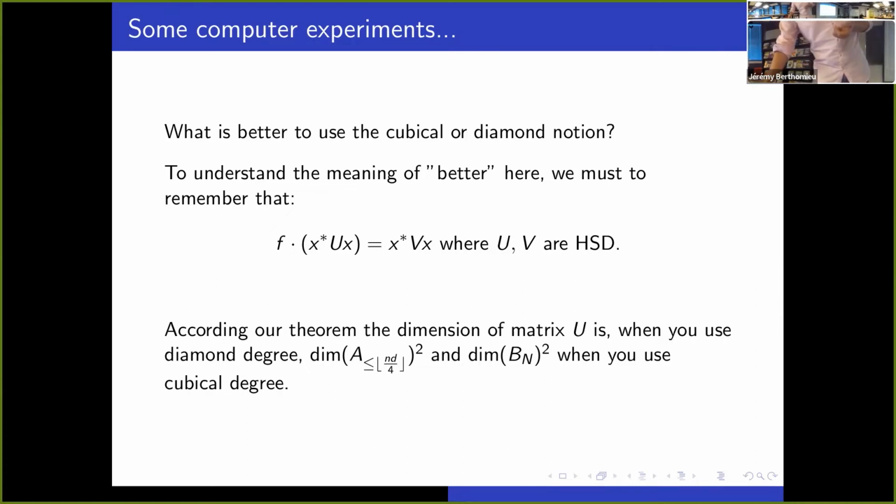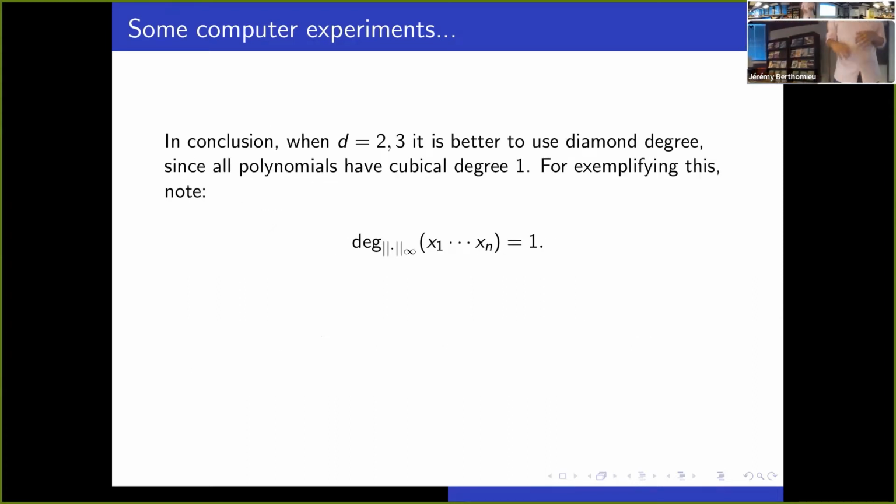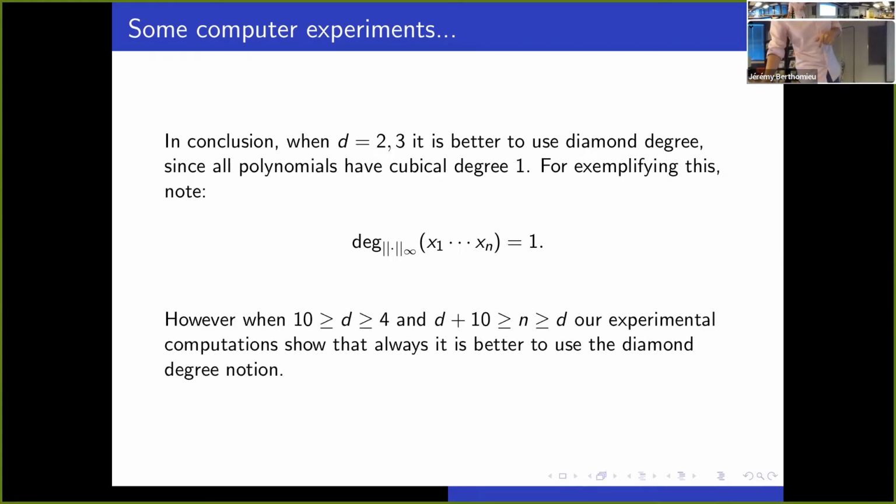In conclusion, when d is 2 or 3, it is better to use the diamond degree, since all polynomials have cubical degree 1. To simplify this, note this monomial x1 times x2 times x3 times up to xn has cubical degree equal to 1 because the maximum component is 1. So it's ridiculous to use the cubical notion here in these cases when d is equal to 2 or d is equal to 3.